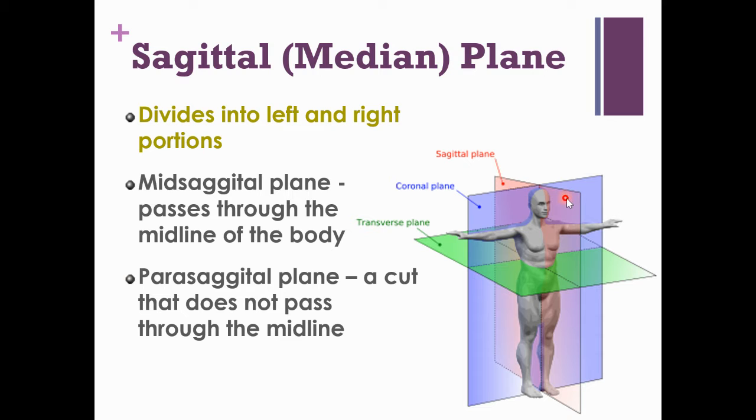And from your directional terms poster, a lot of you learned this as well. So mid sagittal and sagittal are basically the same thing, passing through that midline. Parasagittal would be one that is not in the midline. But it was still this cut, this red cut here, but maybe off to the left or right a little bit.